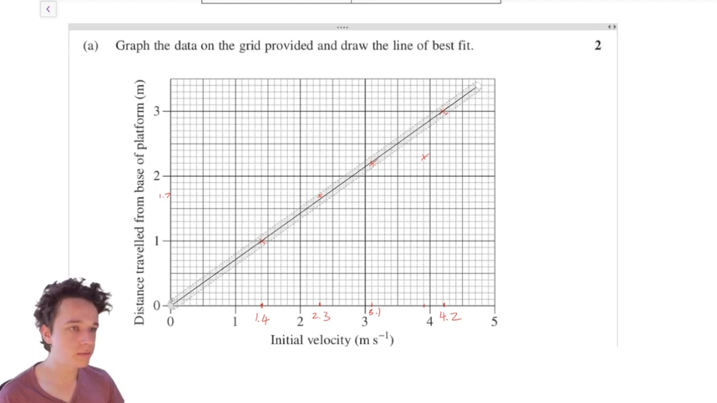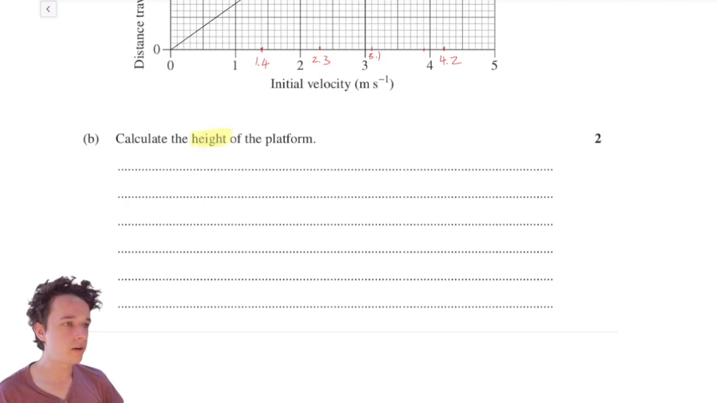So the line of best fit is going to look something like this. It's going to line up at 0, because if we launch it with a velocity of 0, it's not going to travel anywhere. And then say about there. Part B, calculate the height of the platform.